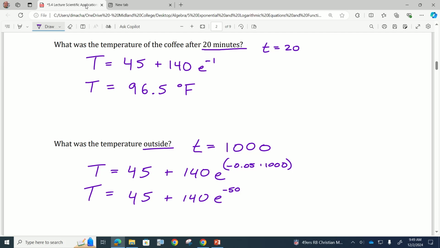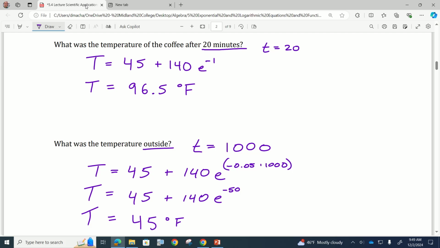And when we were graphing exponential functions, you remember on the right side, e to the x shoots up really fast, super steep. But on the left side, it just flattens out. It gets closer and closer and closer to 0. And the graph just gets really a flat line. That's basically 0. So when I've got e to the negative 50, e to a really large negative number is practically 0. So I've got 45 plus 140 times something that's practically 0. That's 45 plus something that's practically 0. This is just 45 degrees Fahrenheit.